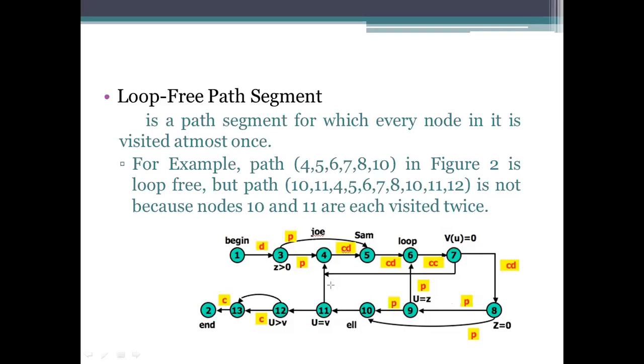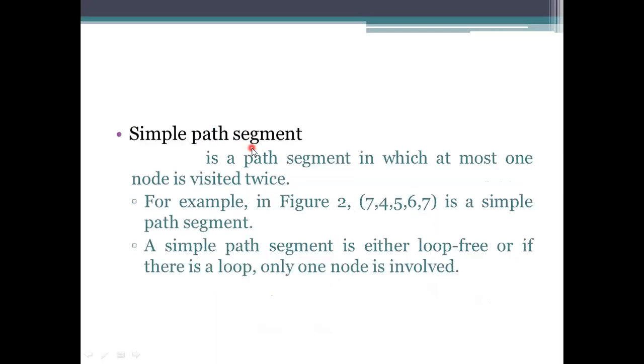In this loop free path segment, each and every node we are using has to be visited at most once, not at least. Revisiting or visiting twice is not a valid path for the loop free path segment. If you go to the next one, it will be the opposite of the loop free path segment, which means you need to visit the path at least one time.